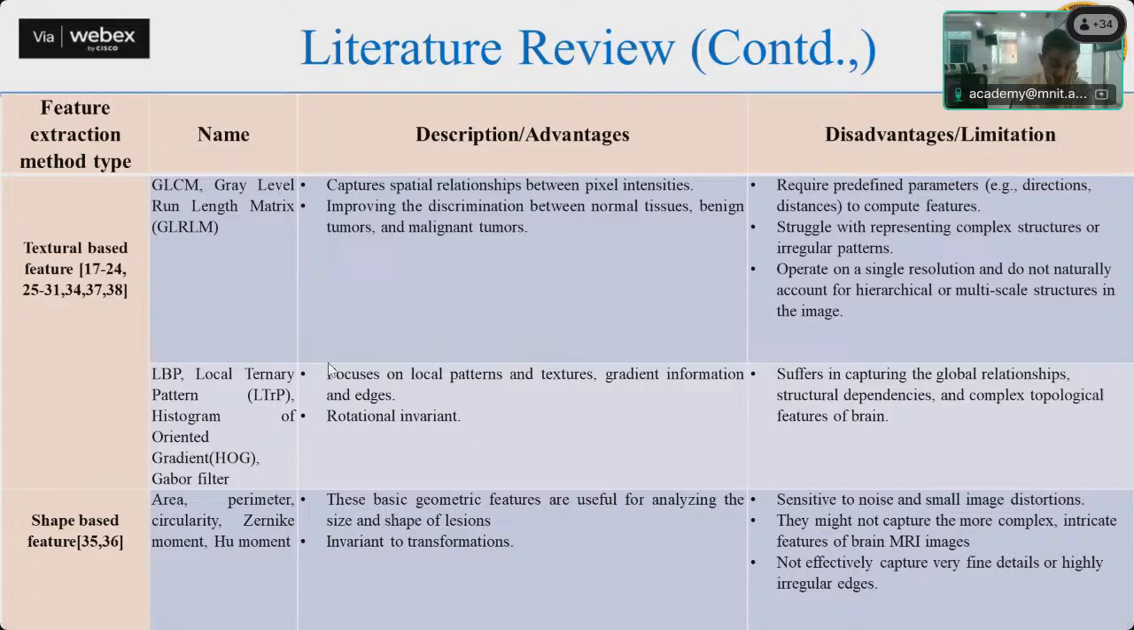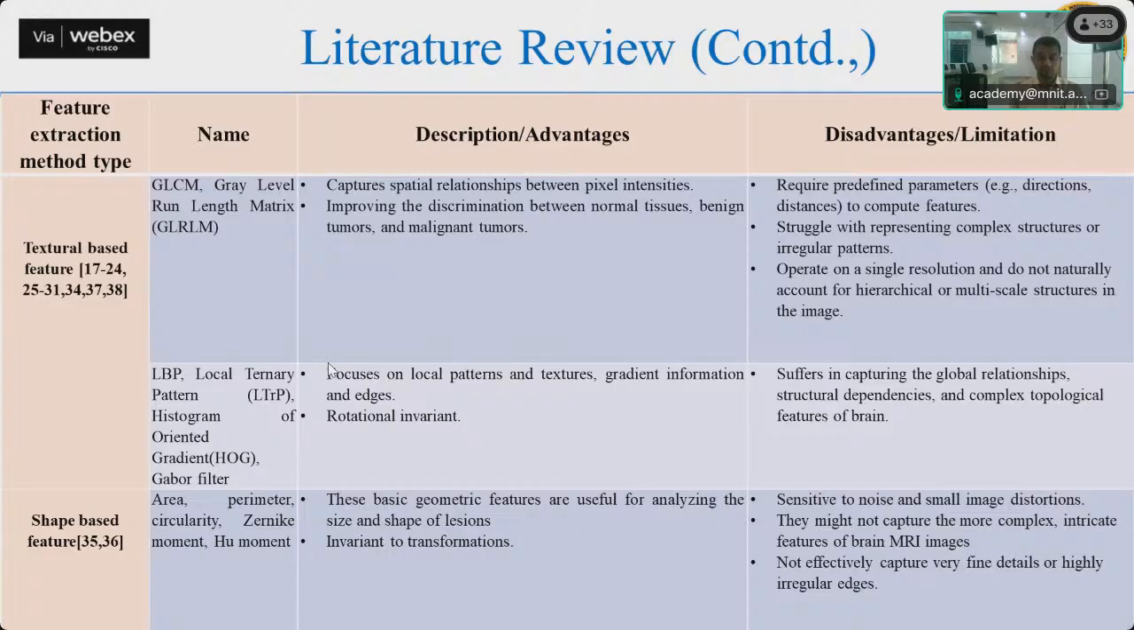Now coming to the shape-based features. In shape-based features, we are talking about area, perimeter, circularity, Zernike moments, Hu moments. These are basic geometric features useful for analyzing the size and shape of the lesions.